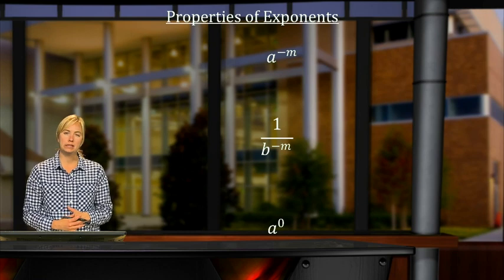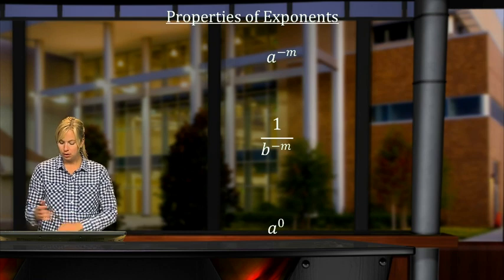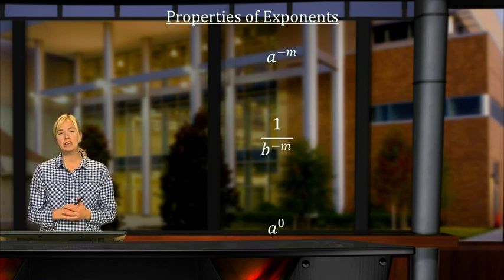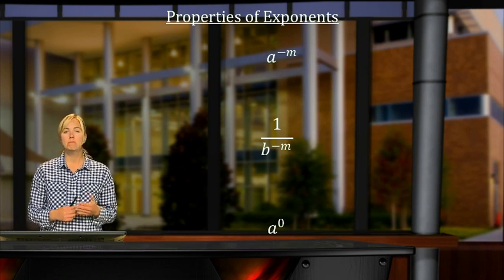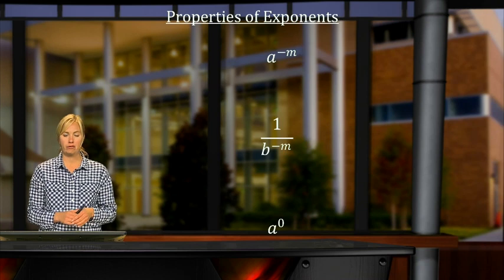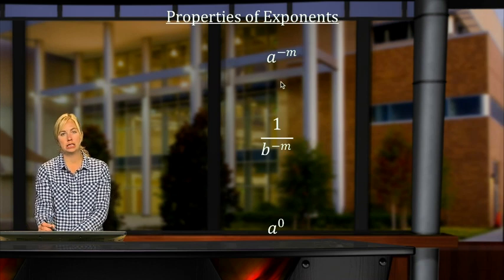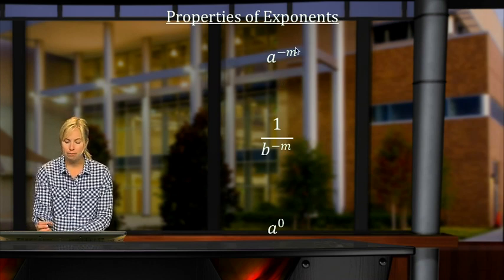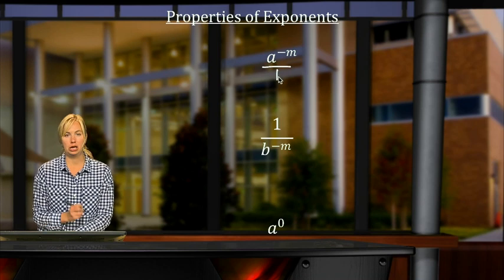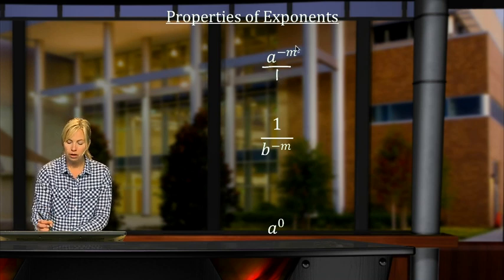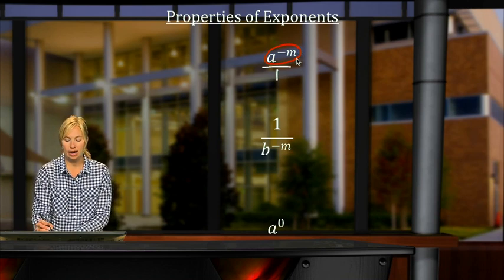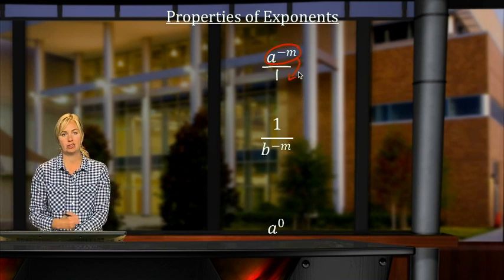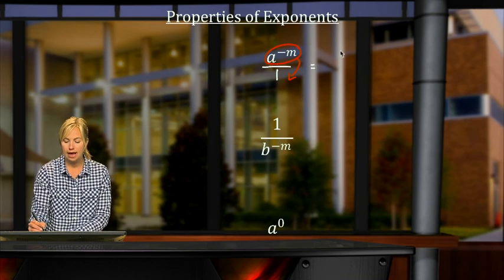Next, we'll look at the properties involving negative exponents. In general, when we have a negative exponent, in order to make that exponent positive, we want to move that term to the other side of the fraction. So if I look at this first rule, a to the negative m, I can make this a fraction by putting it over 1. I then take the term with the negative exponent and I move it to the other side of the fraction, in this case the denominator, and that's what results in a positive exponent.